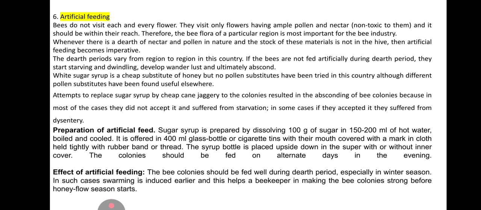In such cases, swarming is induced earlier, and this helps a beekeeper in making the bee colony strong before honey flow season starts. Means in the dry period we should give sufficient additional food. Then provision of drinking water, source of fresh water within a short distance of apiary is essential.